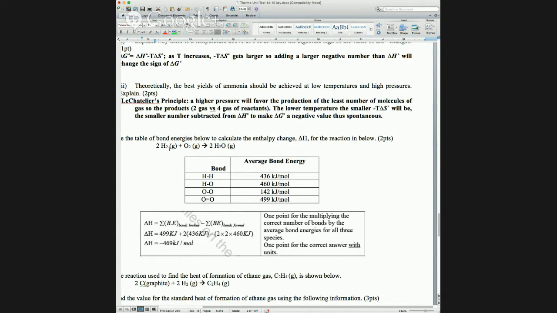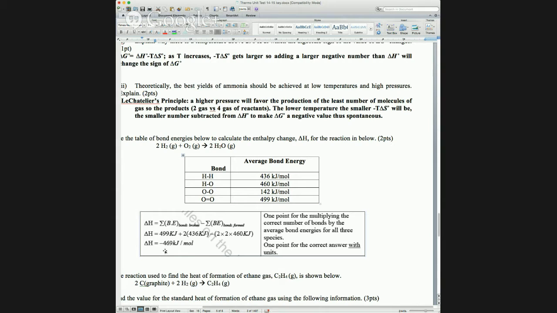Now from that, you have to subtract the bonds that are formed, and the water is formed. When you get water, you have 2 OH bonds in each water, which is why there's that 2 times 460. But then there are 2 water molecules, so you have to multiply the whole thing times 2 again. So it's 2 times 2 times 460. Once you do this math problem, you get the negative 469 kilojoules per mole.